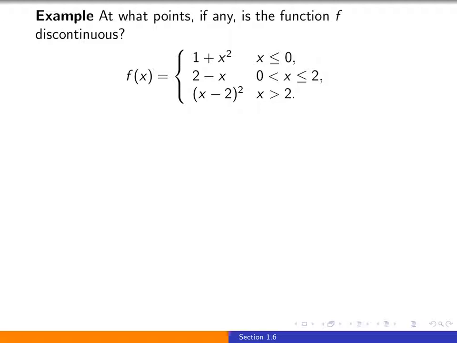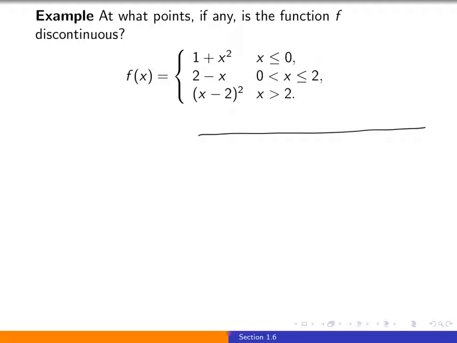So a similar question, but now for the piecewise defined function given here. Now the key observation to make, even though it's a piecewise defined function, which makes it look a bit scarier than our previous examples, is that when x is less than or equal to 0, it's a polynomial. Between 0 and 2, it's a polynomial. And when x is bigger than 2, it's a polynomial. And polynomials are continuous everywhere.